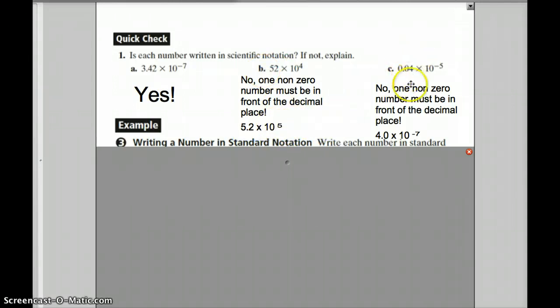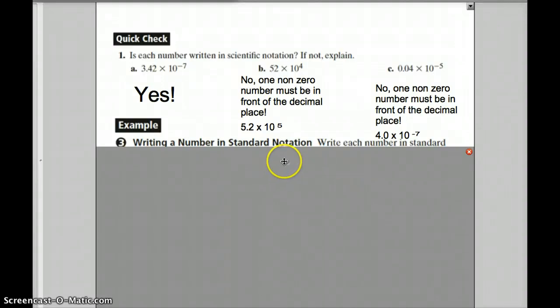In this case here in C, we do not have a non-zero number in front of the decimal place, so we need to move this 2 spots to the right. And so we're going to subtract 2 more from negative 5 to get negative 7 here. So now both of these are in proper scientific notation. All right, let's try the reverse.